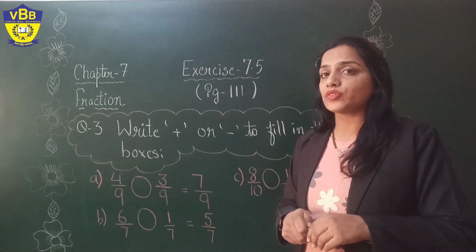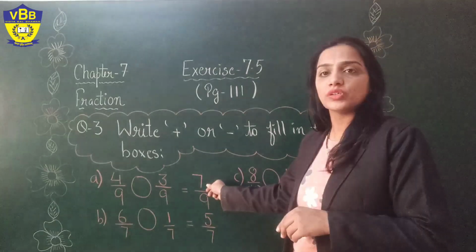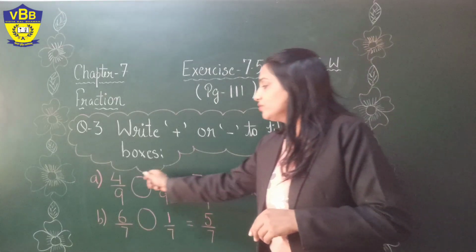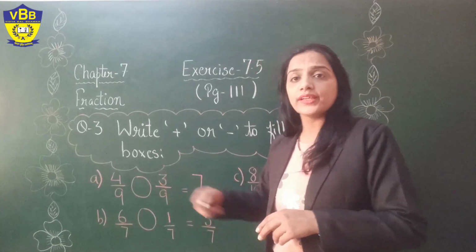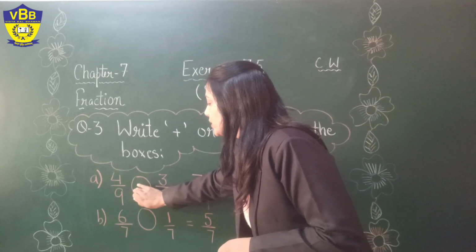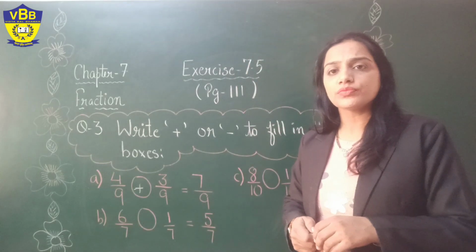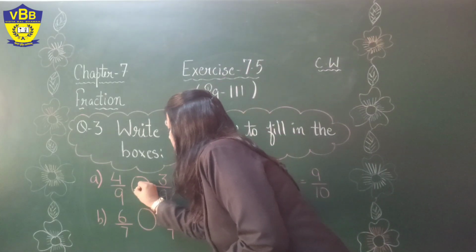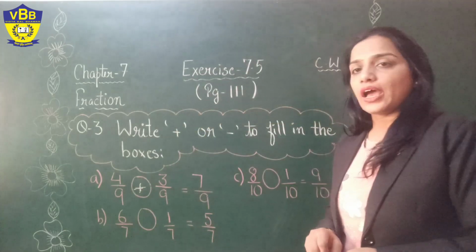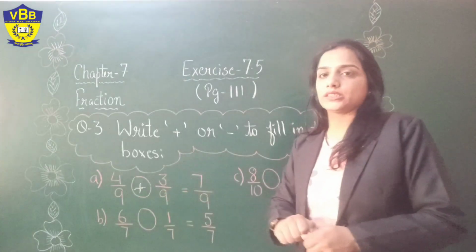So now we have to move toward the numerator value. Here we have the numerator value 7. And when will 7 come? When we add 4 and 3. So we will put addition sign here. Right, bacha? We will put the addition sign. I hope understood. Now B part.